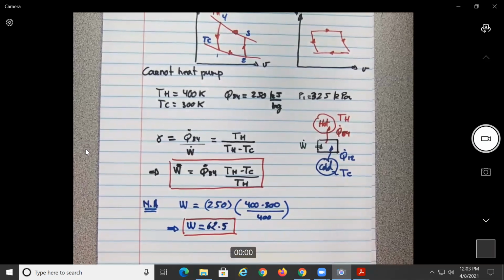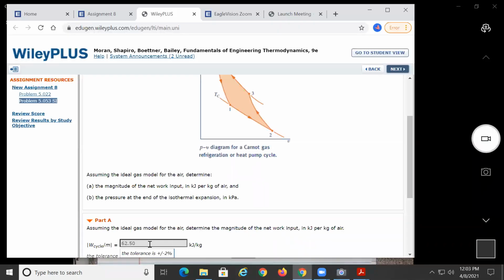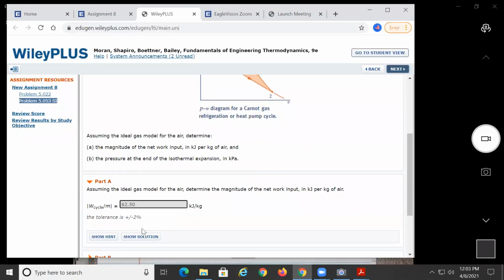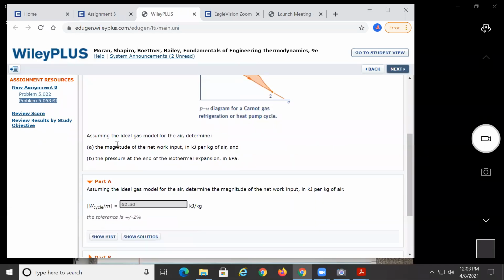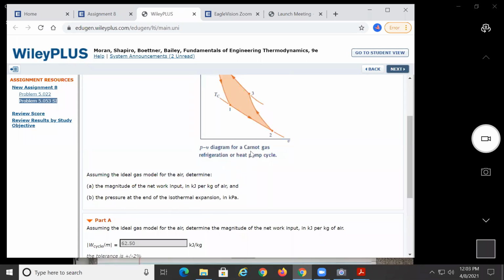Basically this is 100. So it's 25, okay, well, 62.5, okay? Is that what they had over here? I don't know, but I mean, it's not important, the values, I always tell you, 62.5, okay? Now, what is the next thing we need to do? What is part B? Oh, the pressure at the end of the isothermal expansion. The pressure at the end, so we need to find P2.